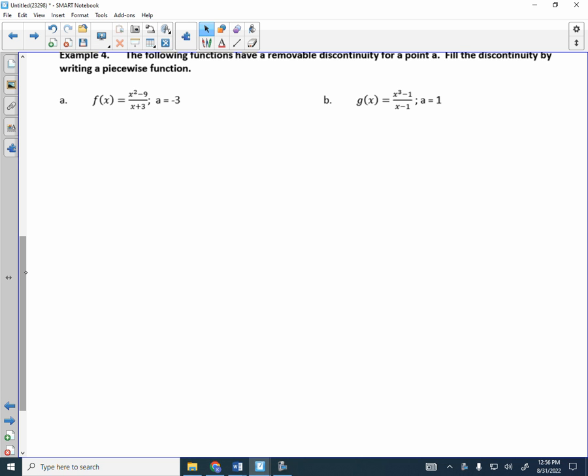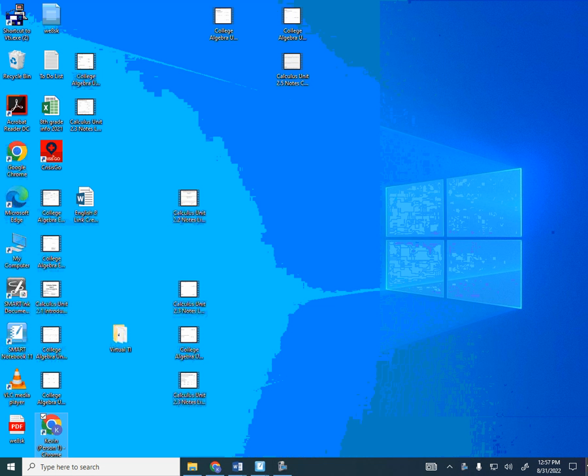Okay? True or false? This function is discontinuous at -3. True. So I'm going to show you what the graph looks like. x plus 3 times x minus 3 over x plus 3. So what cancels? Does everybody see that this graph wants to look like x minus 3? That's what it wants to look like. Because there's a hole. For what value? -3.